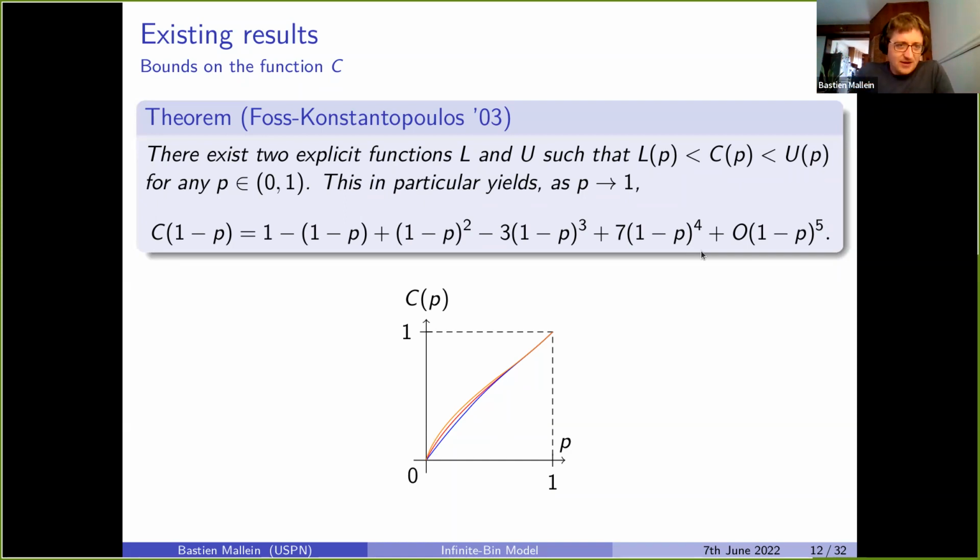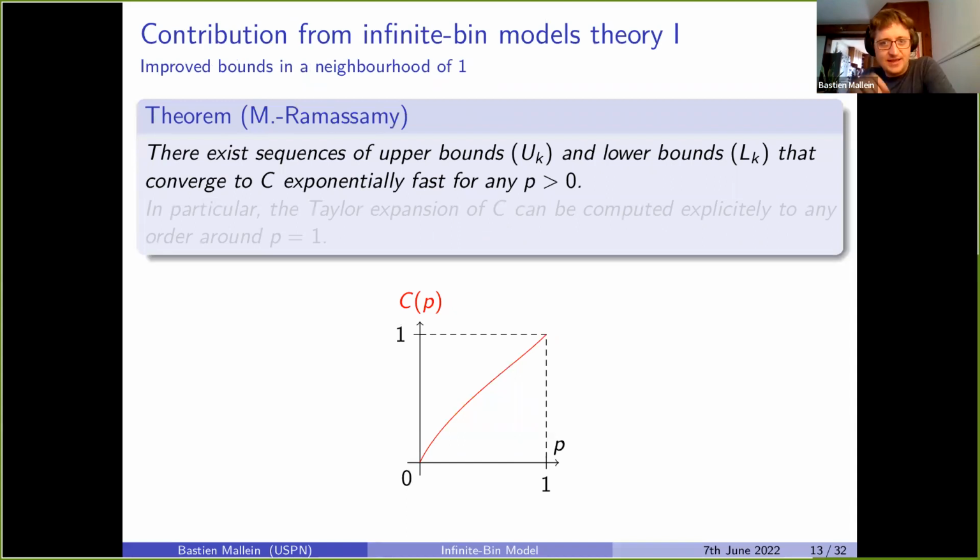It's interesting because when you look at this c of 1 minus c, you see that the coefficients are alternating and are all integers. So now the question is, can we go further and try to get the Taylor expansion of this function c with some larger parameters? The answer is positive.